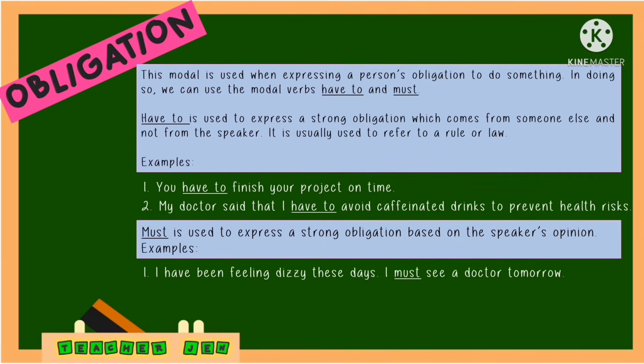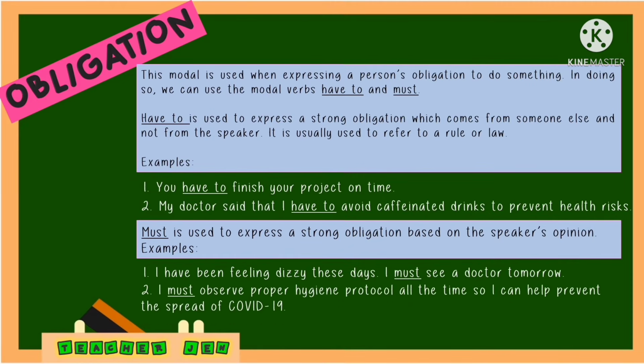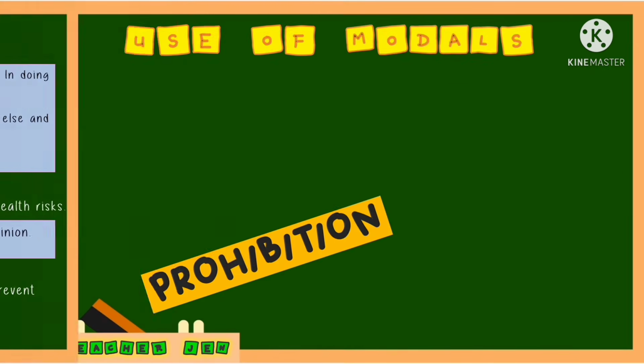For example, I have been feeling dizzy these days. I must see a doctor tomorrow. Here, the speaker feels the strong obligation to meet a doctor because of his present condition. Next example, I must observe proper hygiene protocol all the time so I can help prevent the spread of COVID-19. Just like the first example, the speaker has the idea that it is his strong obligation to observe proper hygiene if he wants to help prevent the spread of COVID-19 infection.